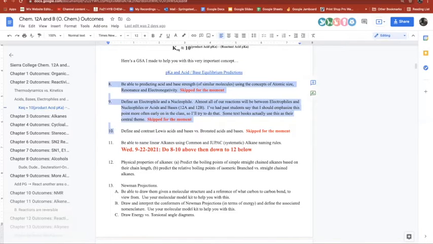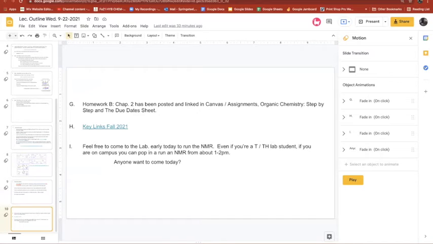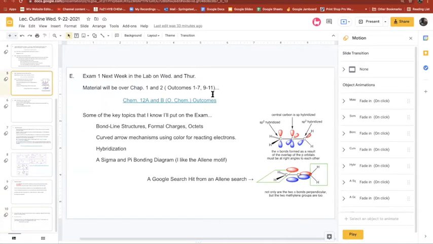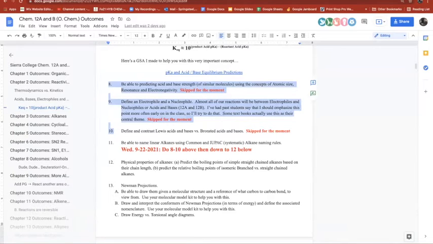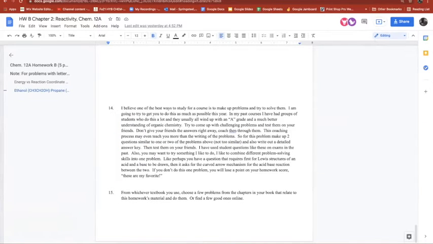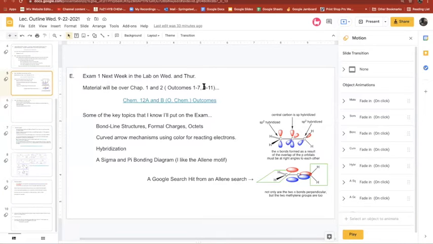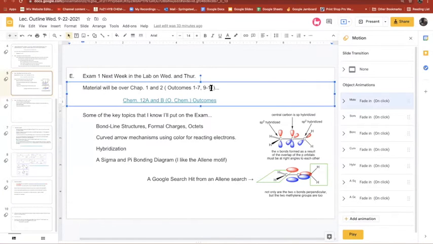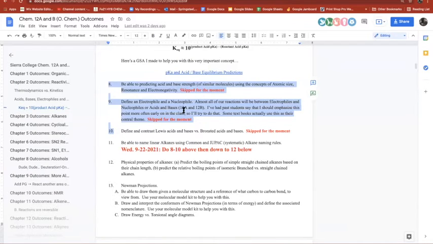Let me actually adjust this. I think I said 8, 9, 10. I won't put that on there. Let's say 11, I guess. Yeah, 7, 8, 9, 10, 11. Yep, there we go. Okay, but these are pretty easy anyways.